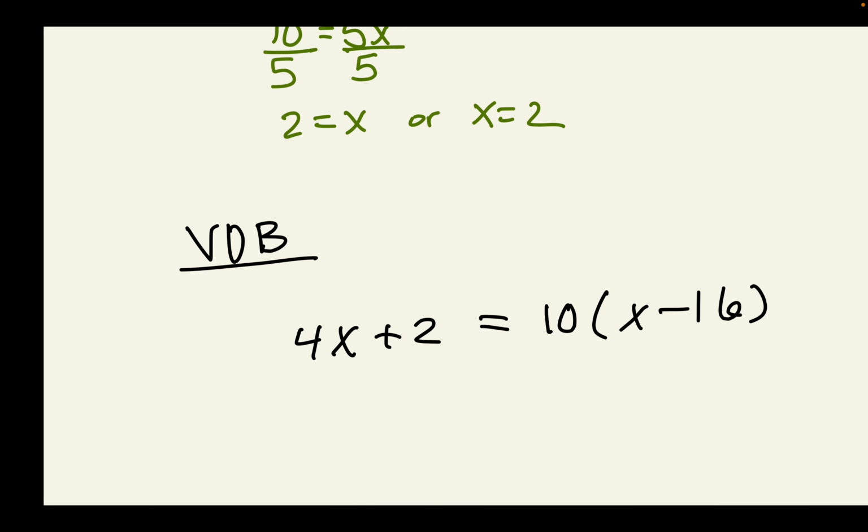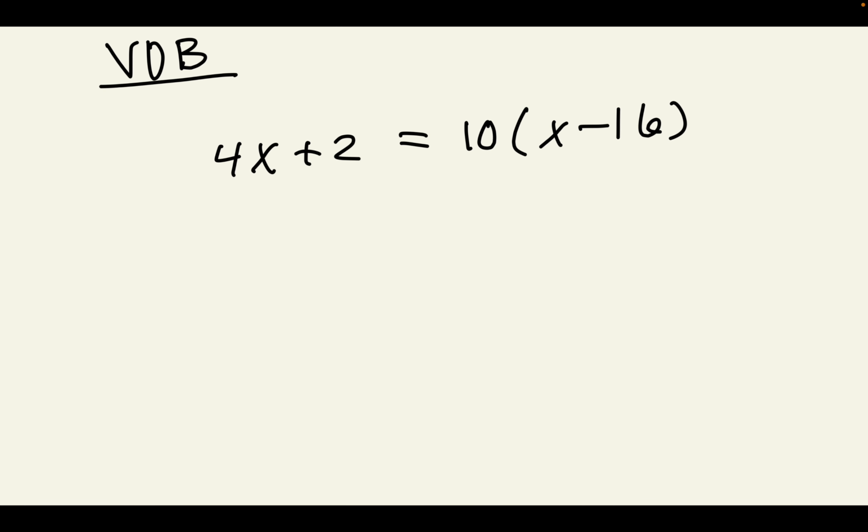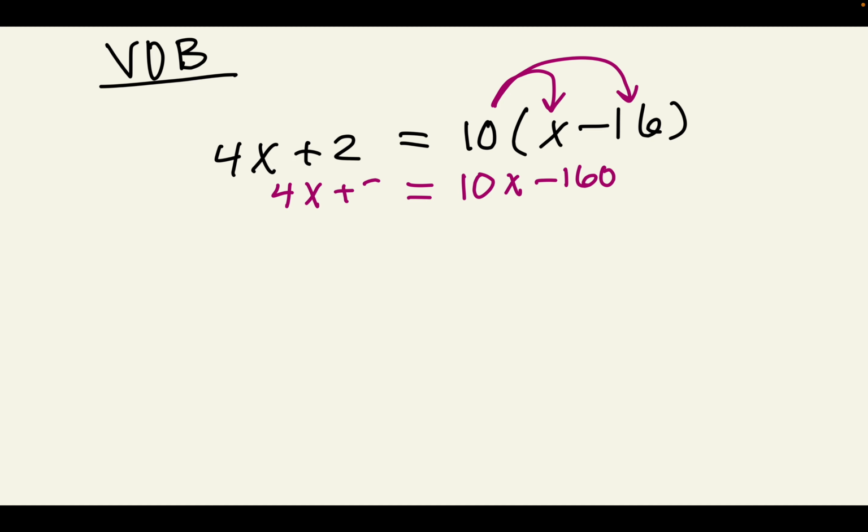Okay, last thing we have is the question on the variables on both sides sheet. So again, first thing you're going to do on these problems is you're going to distribute. So 10 times x is 10x. 10 times negative 16 is negative 160. Bring the 4x plus 2 down.